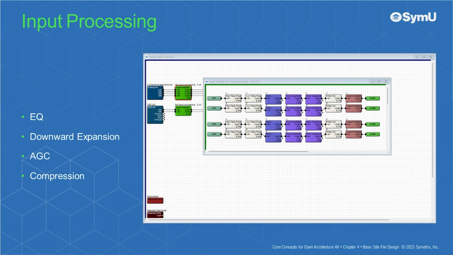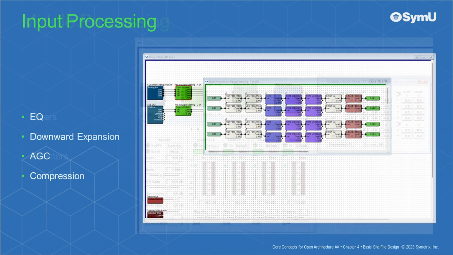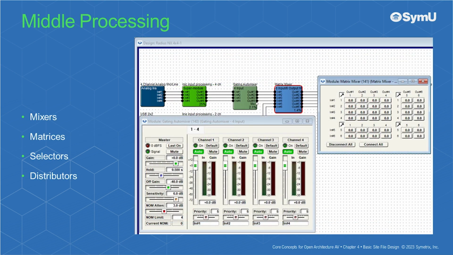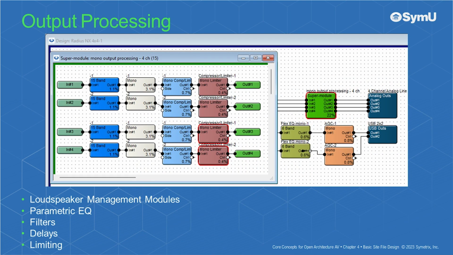Typical input processing may include EQ, downward expansion, AGC, and feedback control. Middle processing may include mixers, matrices, selectors, and distributors. Output processing often includes loudspeaker management modules with parametric EQ, filters, and delays, as well as limiting.